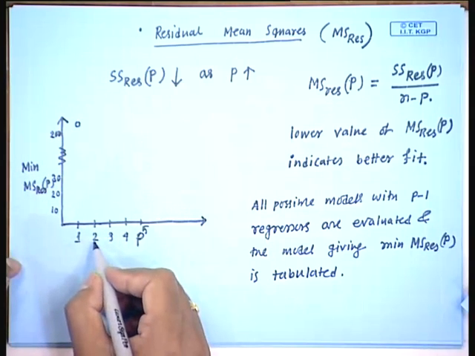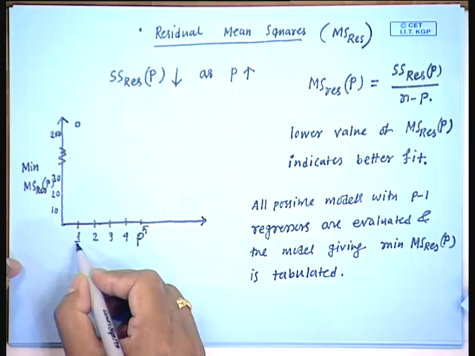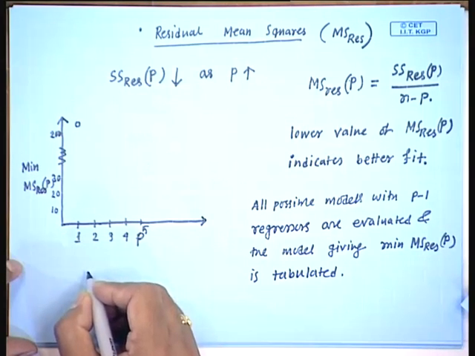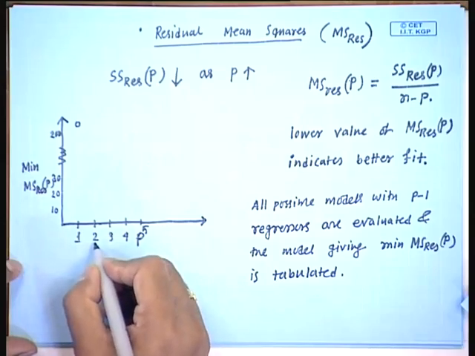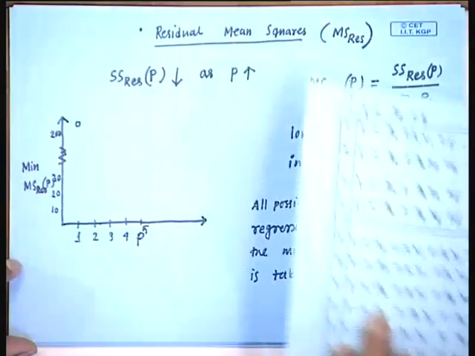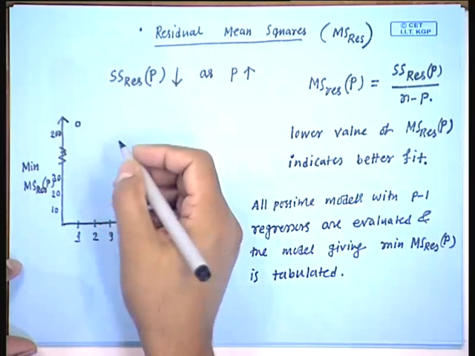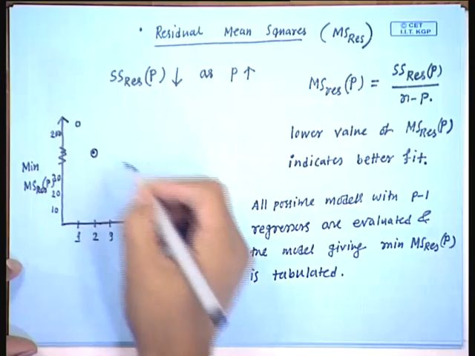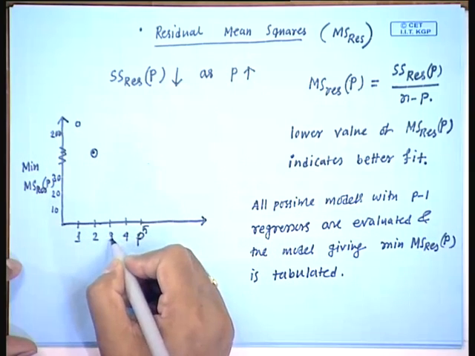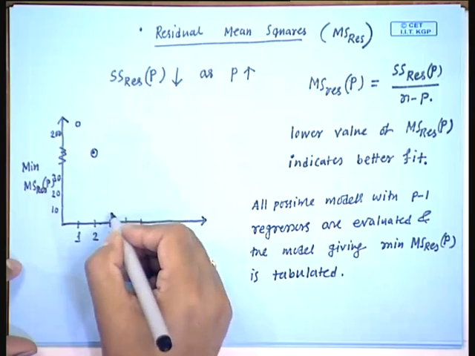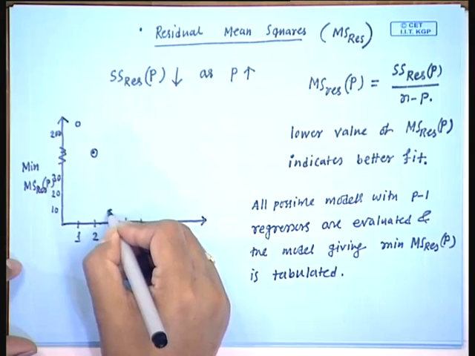Now, for p equal to 1, it is 2 to 6. For p equal to 2, it is 80.35. So, you plot somewhere here. I am not very particular about this scaling. Now, for p equal to 3, it is 5.7. So, somewhere here.